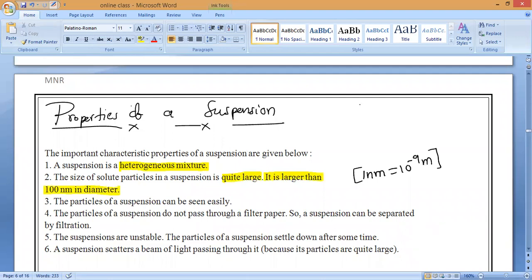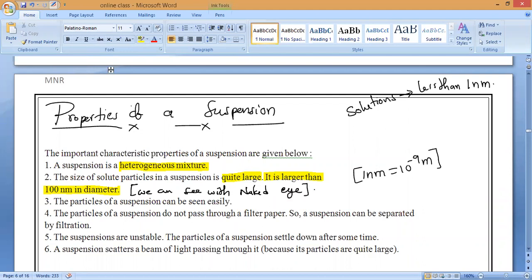What is the size of the particles in a solution? Less than 1 nanometer. Understand? So here the size of the particles in a suspension is quite large, larger than 100 nanometer in diameter. That is why, can we see the particles with the naked eye or not? Yes, we can see with the naked eye. Naked eye means a microscope and all are not needed.